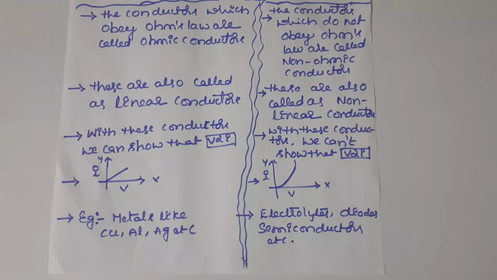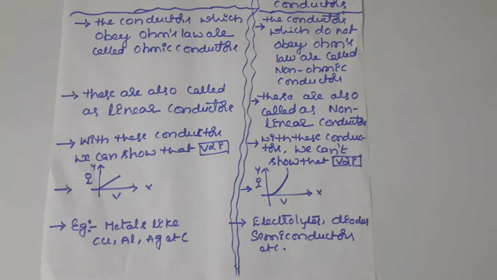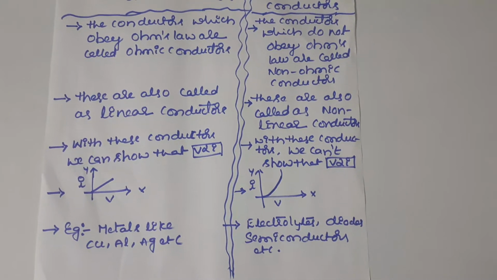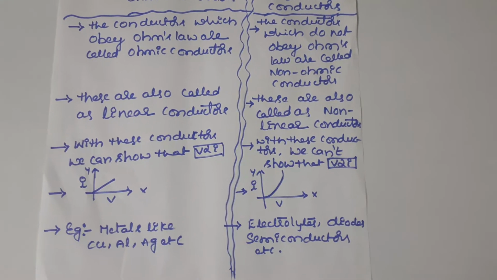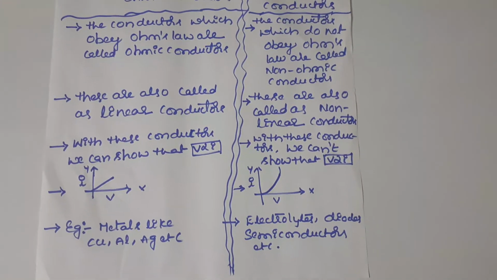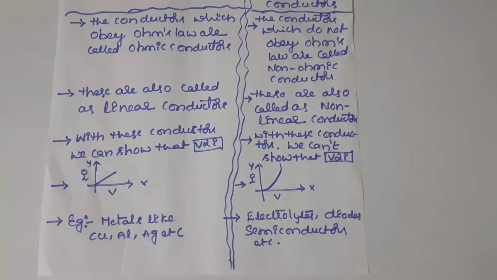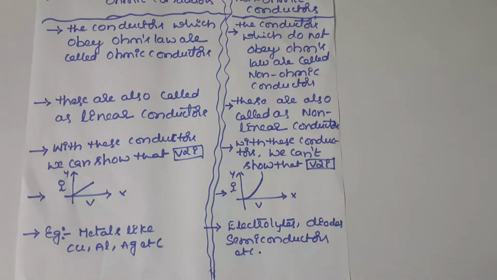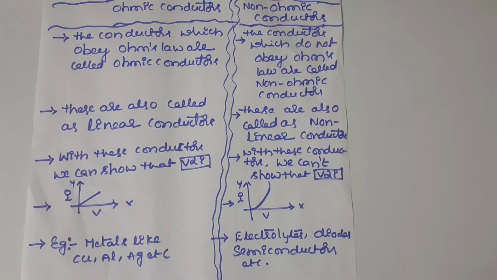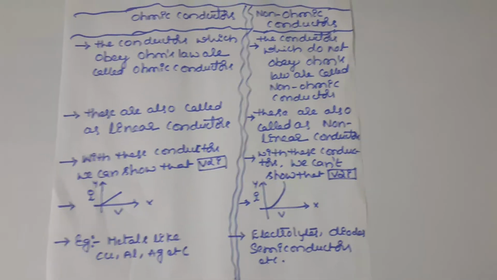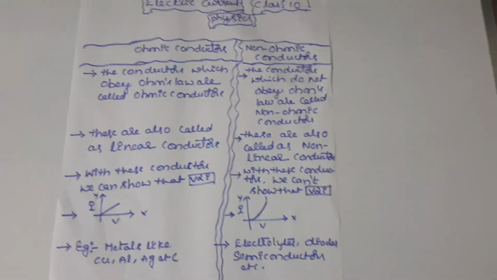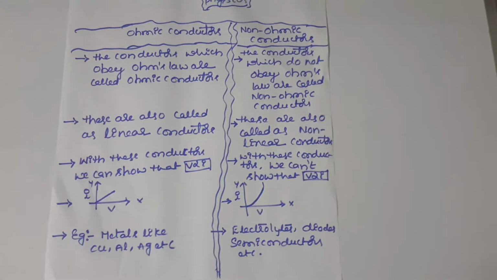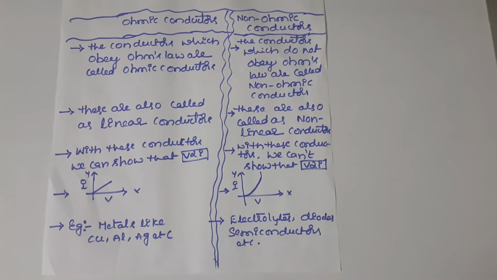These are the graphs drawn between potential difference V and current I in both cases, students, in the case of ohmic conductors and non-ohmic conductors. Examples for ohmic conductors are metals like copper, aluminum, iron, silver, etc. Examples for non-ohmic conductors are electrolytes, diodes, semiconductors, etc. So this is an important topic, the differences between ohmic and non-ohmic conductors, students.